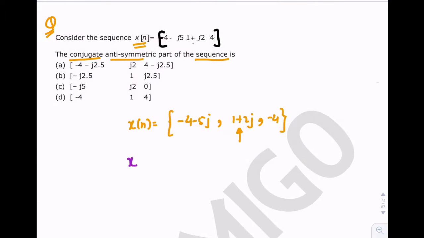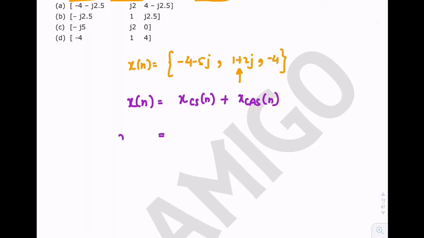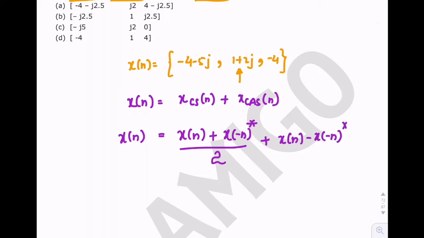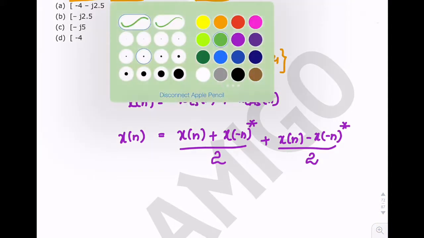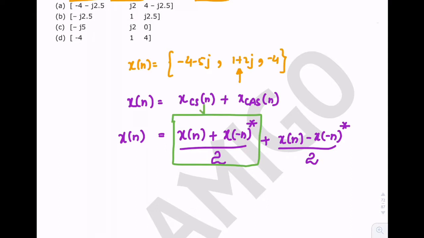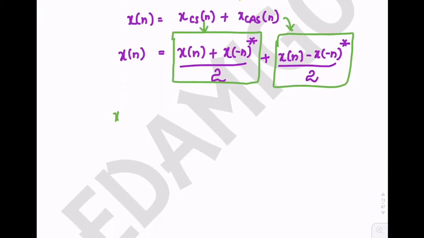Now as we know that any signal can be written as sum of conjugate symmetric part and conjugate antisymmetric part. So xn is equal to [xn plus x minus n conjugate] divided by 2 plus [xn minus x minus n conjugate] divided by 2. Now this is the conjugate symmetric part, that is xcsn, and this is conjugate antisymmetric part, that is xcasn. So xcasn is equal to xn minus x minus n conjugate divided by 2.